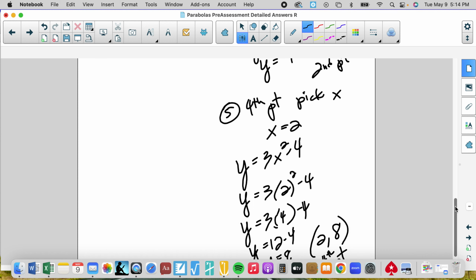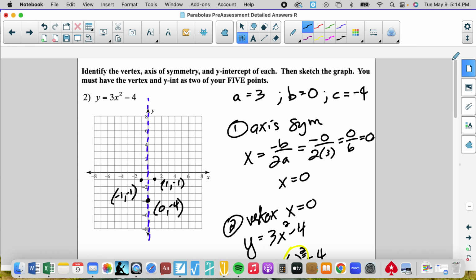What is it? 2, 8. 2, 8, way up here. 2, 8, let's mirror it. The mirror is negative 2, 8. And I have 5 points now. I've labeled my 5 points. I'm sketching all the solutions with arrows. And that would be your answer.